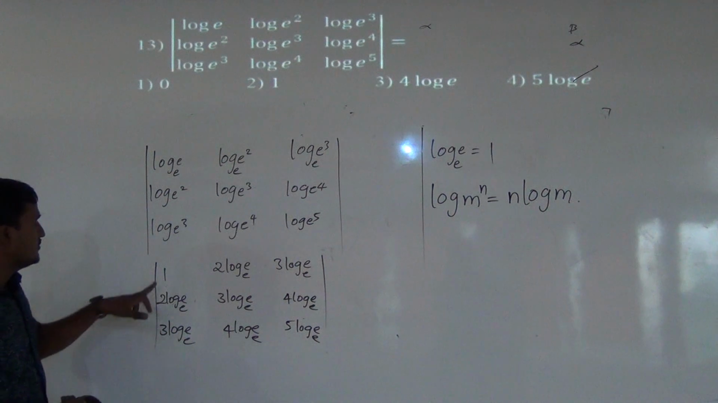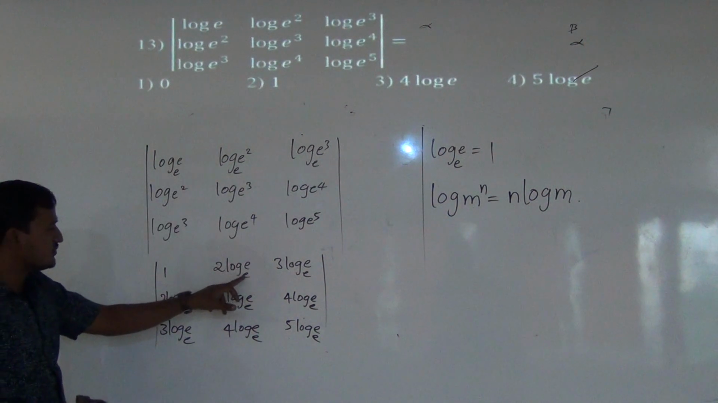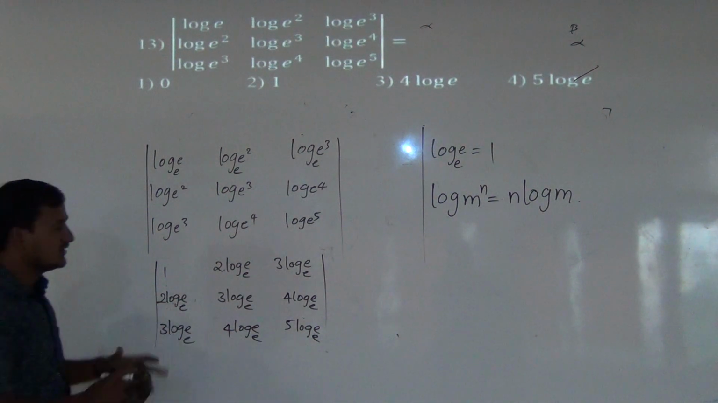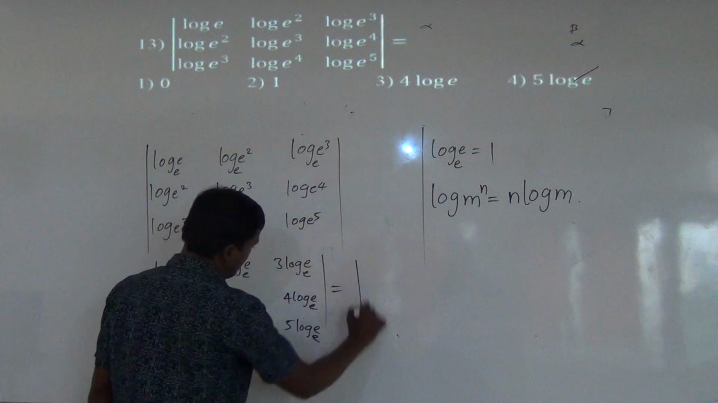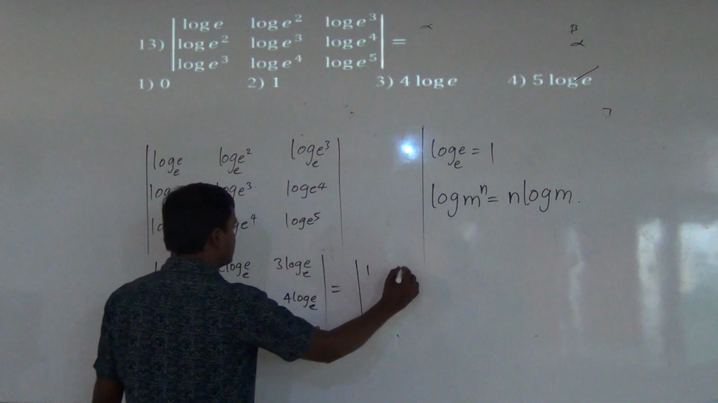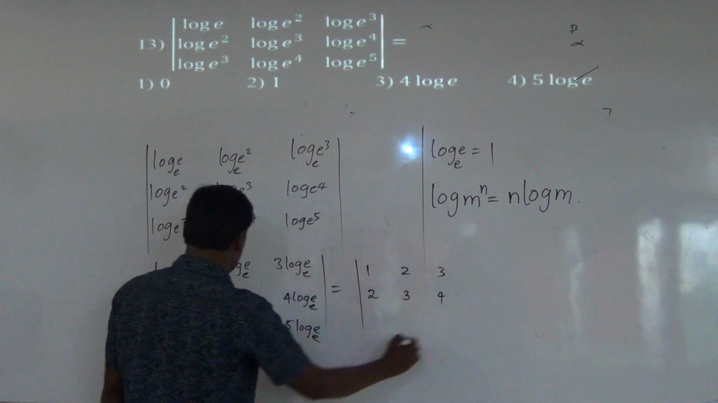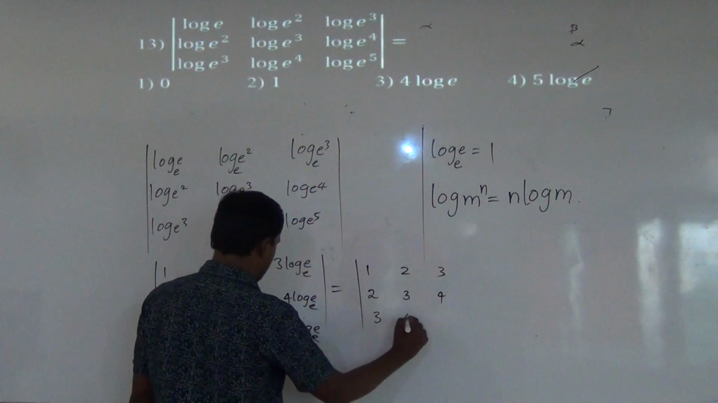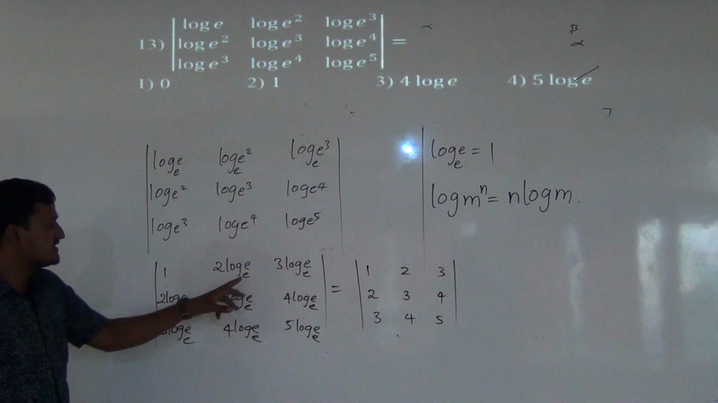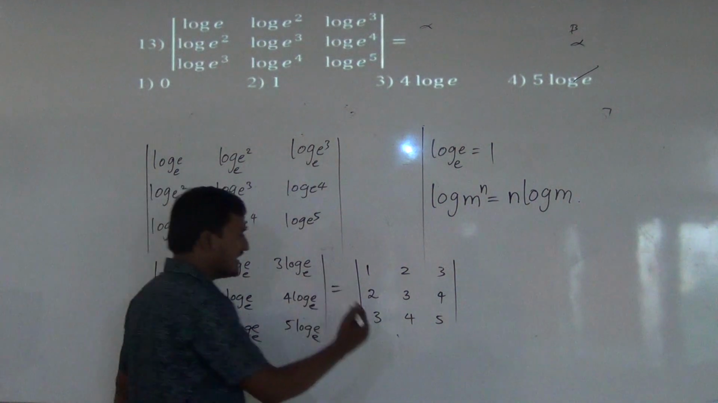But you know that log e to the base e means 1. So here also 1, 1, 1, 1, 1, 1, 1, 1. So now after replacing the value of log e to the base e, here you are getting 1, 2, 3, 2, 3, 4, and here it is 3, 4, 5. Therefore, here I have replaced the value of log e to the base e by 1. So therefore, now expand this determinant.